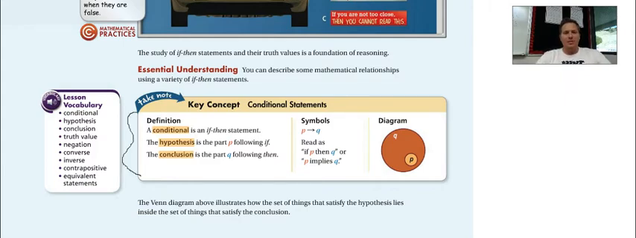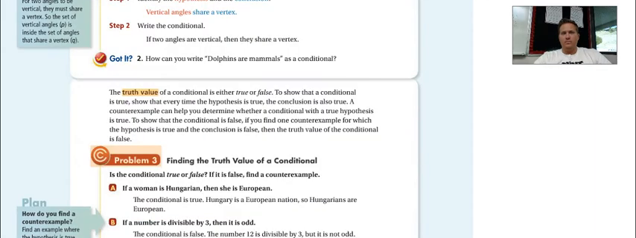A conditional statement is an if-then statement. So if P, then Q. For our hypothesis, we're going to say is part P, and our conclusion is part Q. We're mainly going to be using this one: if P is true, if our hypothesis is true, then Q is true, our conclusion is true. These are our if-then statements. Make sure you've written them down. Let's keep going.